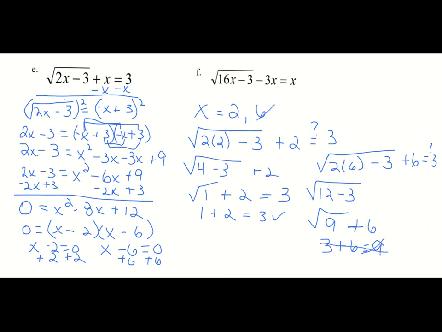So 6 is what we call an extraneous root. So even though it's a solution, it is not an answer to the equation. So our answer to our equation is x equals 2. That's the only answer there.